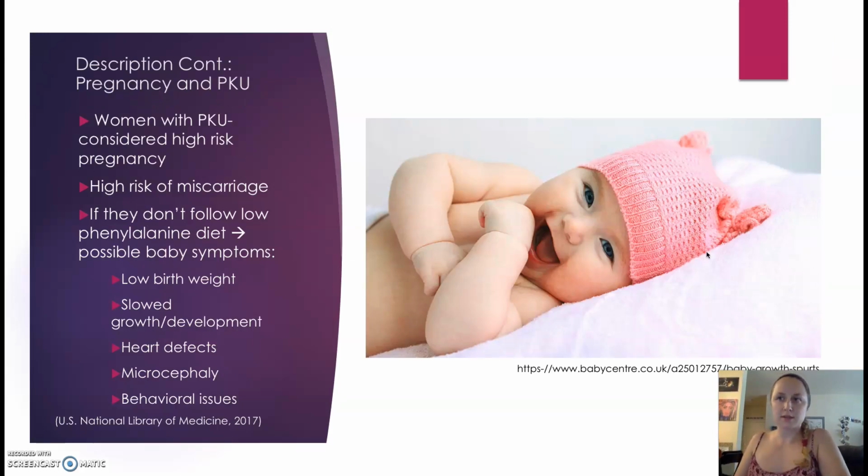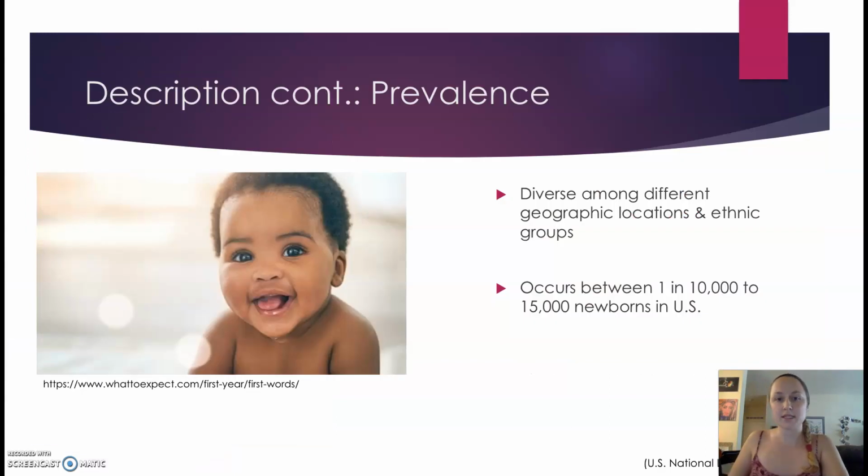So description continued. This is a really big deal in pregnancy and in newborns. So women with PKU are considered to be high-risk pregnancies. Their risk is way higher if they don't follow a low phenylalanine diet. And if they don't do this, then their risk of miscarriage increases significantly. Effects on the baby itself, they can have low birth weight, slowed growth, heart defects, microcephaly, which is a small head, and other behavioral issues. So it's really important that these pregnant women are sticking to their low phenylalanine diet in order to have healthy pregnancies and healthy babies.